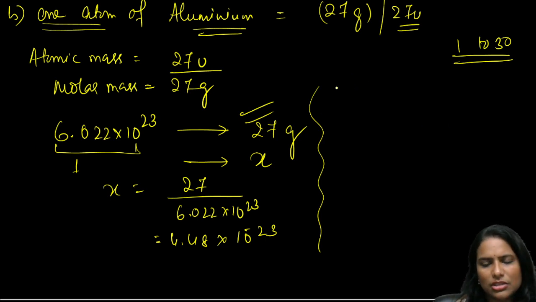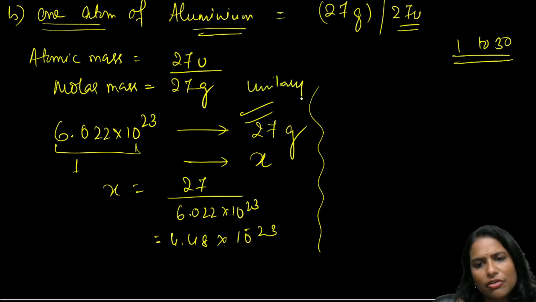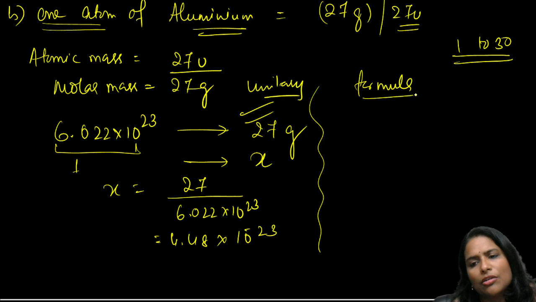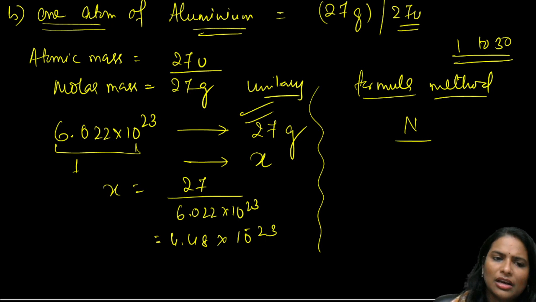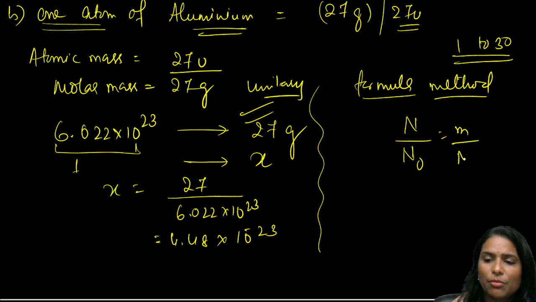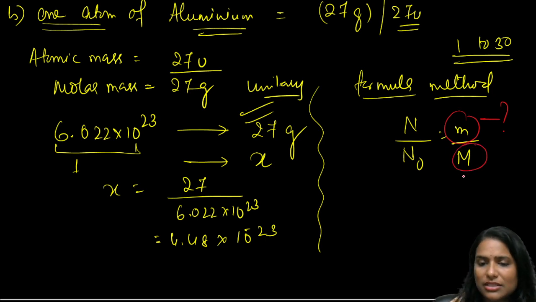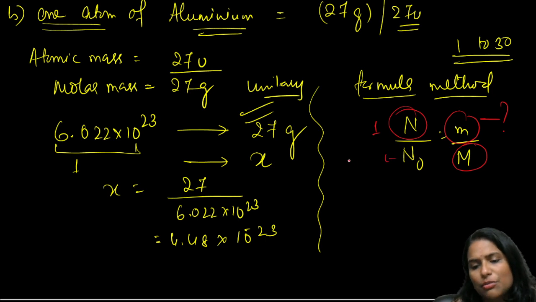Sorry, this was the unitary method which I told you, and now the formula method. You can go with this formula method also. The formula is capital N upon N0 equals small m upon capital M. Again here you need to find this small m. The molecular mass of the aluminium atom is known to you, so it will be 27 U. Capital N, the number of atoms, is 1. And for N0 you will put the Avogadro's number 6.022 into 10 to the power 23.